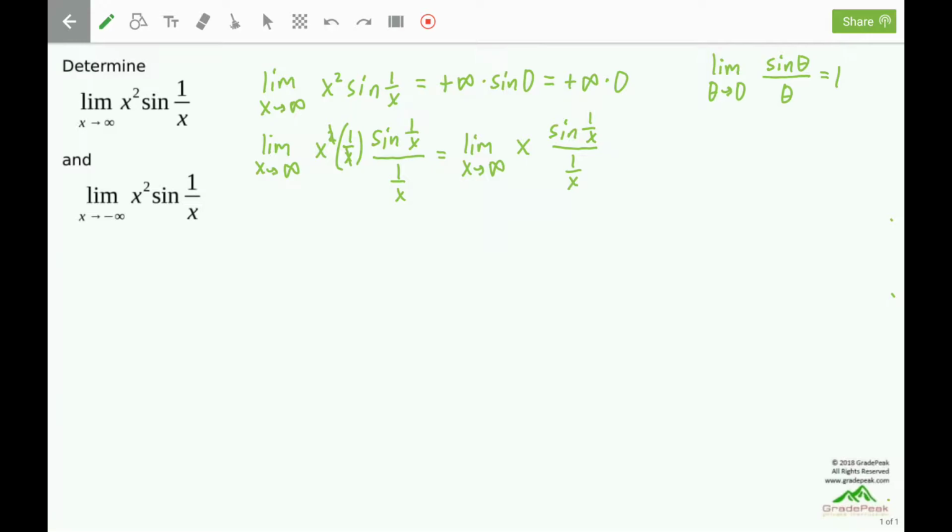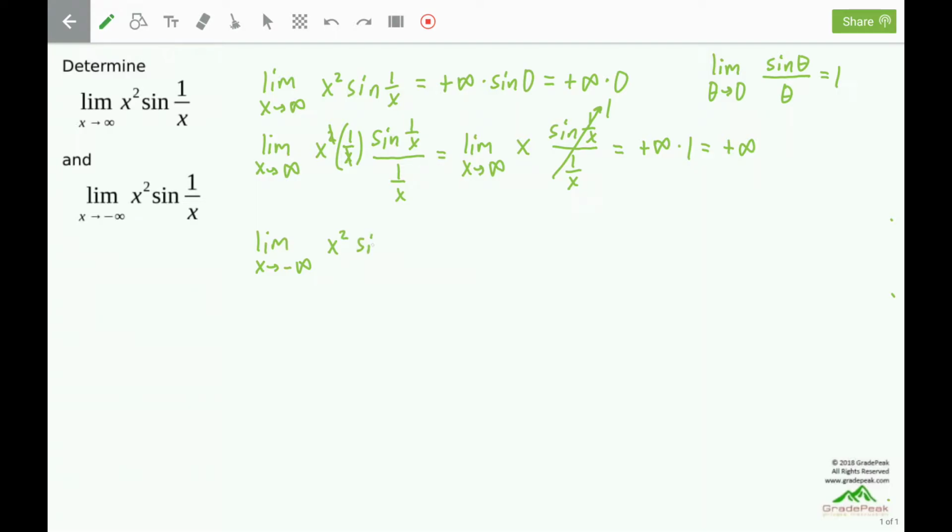1 over x is going to 0 as x approaches positive infinity, and it is phase matched, so this will have a limit of 1, and now we plug positive infinity in for any remaining x's, and that will give positive infinity times 1. Which is positive infinity.